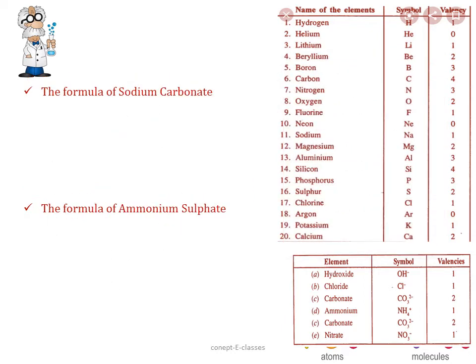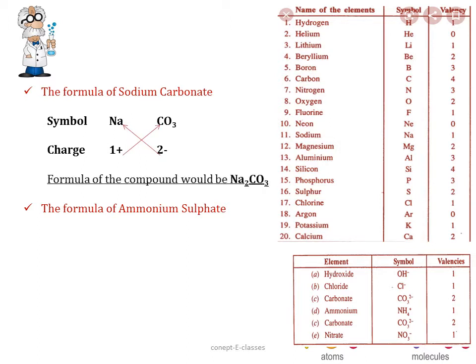Now let's see the formula of sodium carbonate. Here the symbols are sodium, Na, and carbonate, CO3. The charges are 1 plus and 2 minus. We cross over the valencies, and here we'll get Na2CO3. See? So this is the compound. As we saw in the previous examples, the charges on the ions are not indicated in the formula.